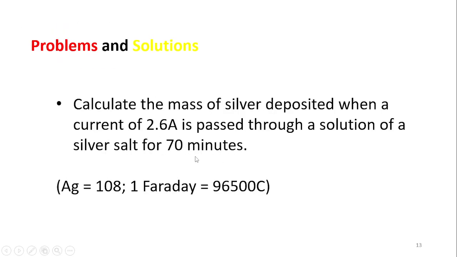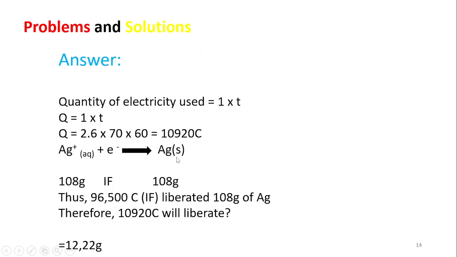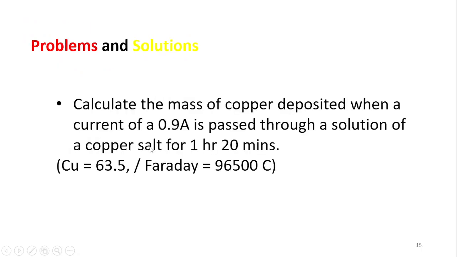As we all know, the SI unit of time is the second. If you don't understand SI units, you can go back and watch my first video in physics, which is on dimensions. So let's proceed. The time here is 70 minutes. To convert that to seconds, we multiply the 70 by 60. Then the quantity of electricity used is 10920 coulombs. So we've gotten that now.